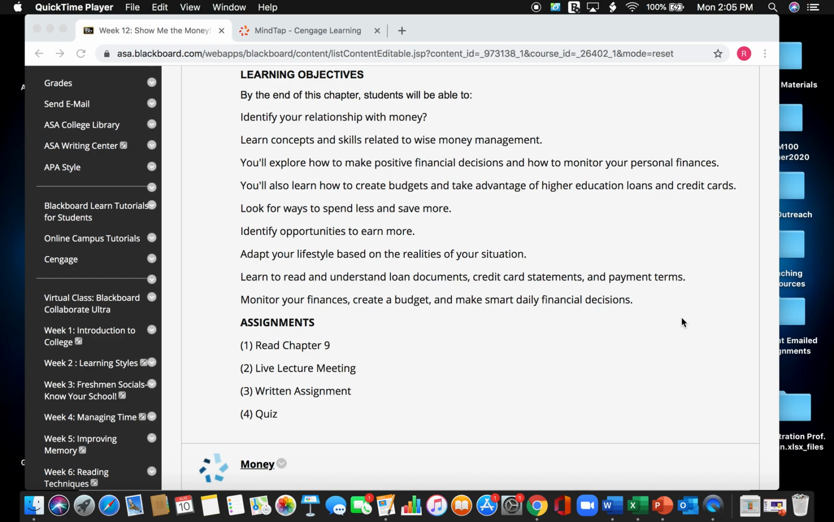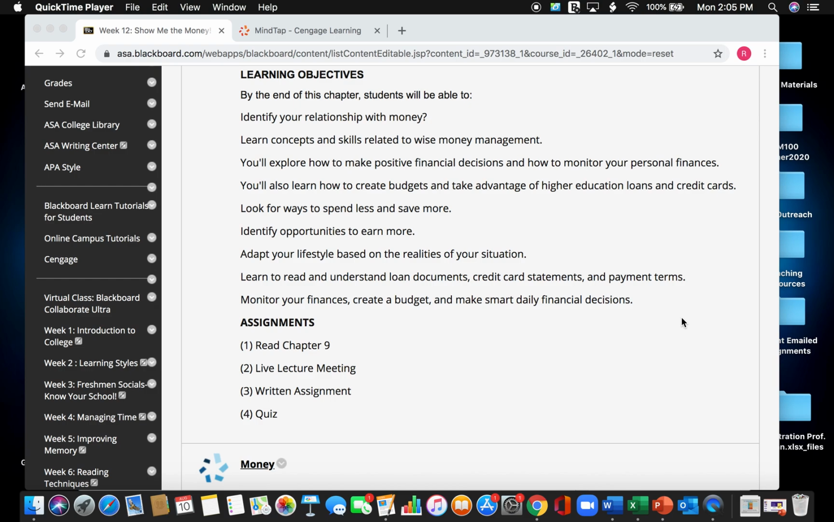You'll explore how to make positive financial decisions and how to monitor your personal finances. You'll also learn how to create budgets and take advantage of higher education loans and credit cards. You will look for ways to spend less and save more. You'll identify opportunities to earn more. You'll be able to adapt your lifestyle based on the realities of your situation.